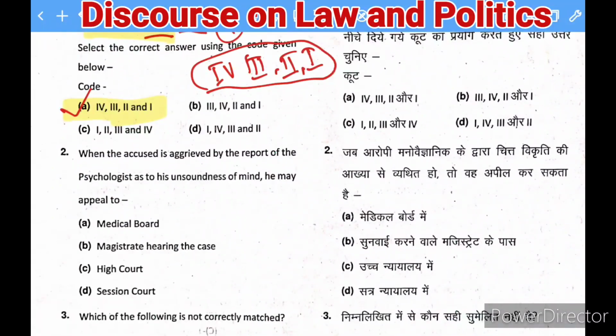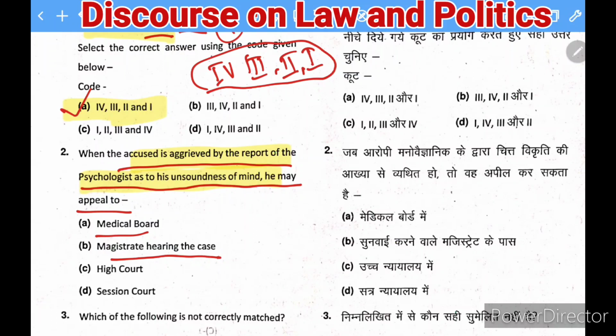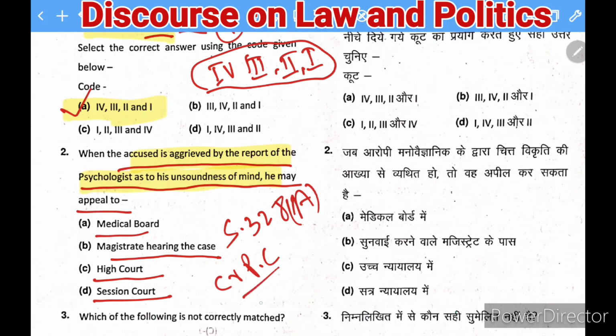The next question: when the accused is aggrieved by the report of the psychologist as to his unsoundness of mind, he may appeal to where? For example, when the accused person is not happy with the report of the psychologist, where can he appeal? The options given here are the medical board, the magistrate hearing the case, the high court, and the session court. For that you can refer to section 328(1A) of the CrPC, and you need to see the proviso clause. The answer is the medical board. I'm just highlighting the right answer, medical board.